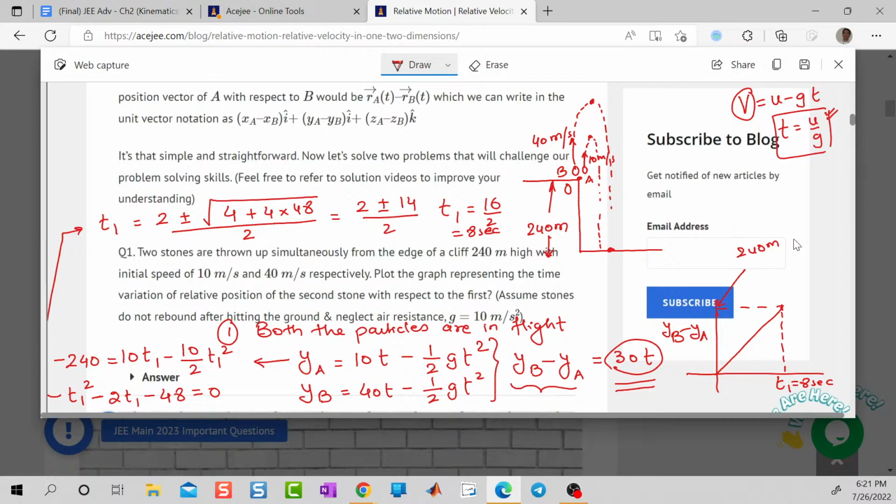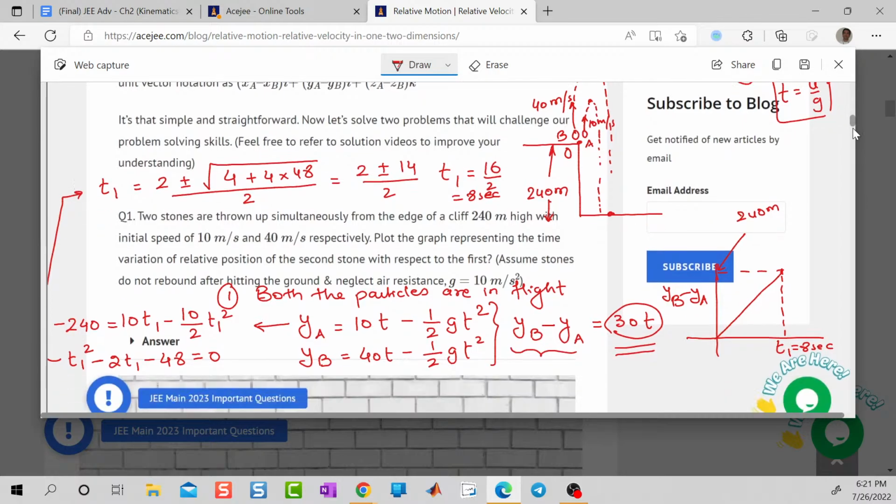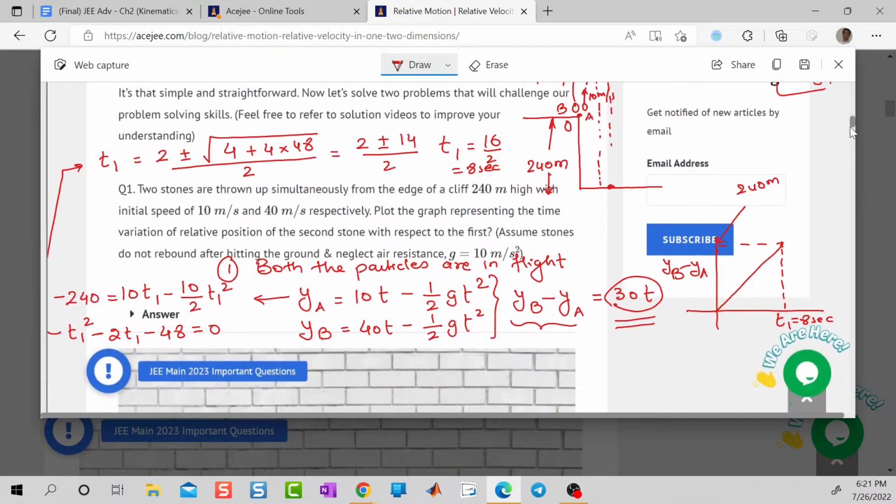Now let's see what happens afterwards. Once we have reached this, let's see how the equations change after that. Okay. So after that point, I'm still going to keep my origin at the top of the cliff. So after 8 seconds, YA freezes. It does not change anymore. What is YA? Minus 240 meters. So it remains still there.